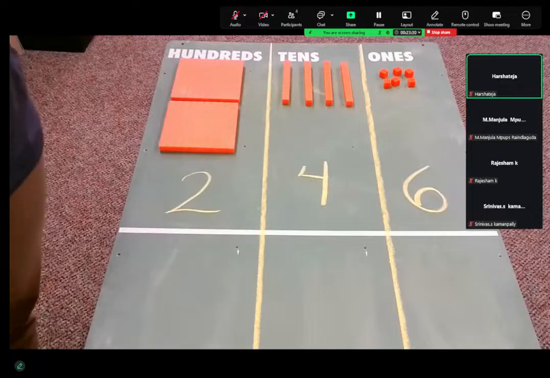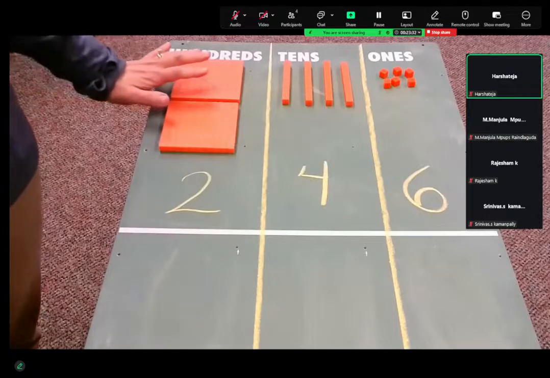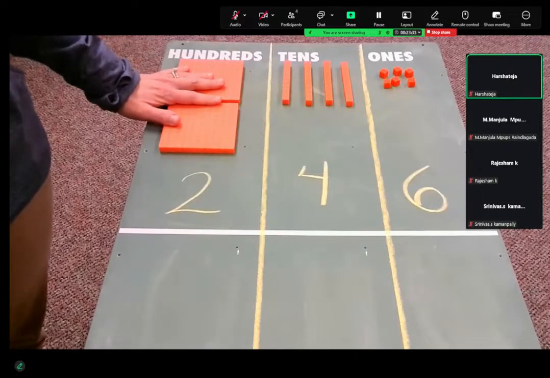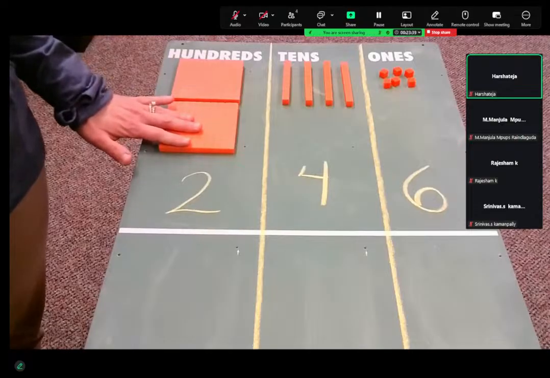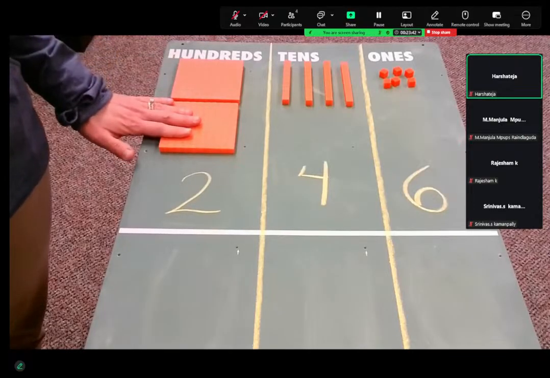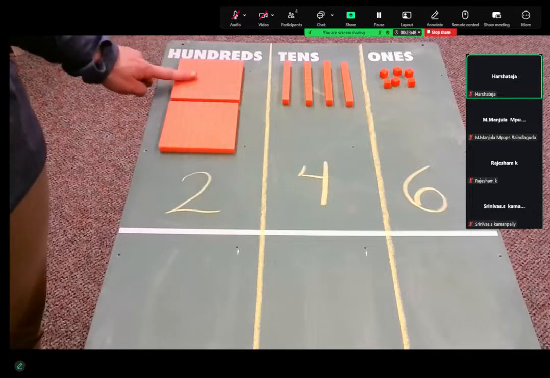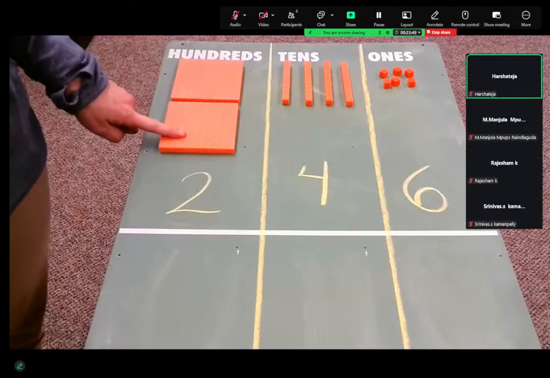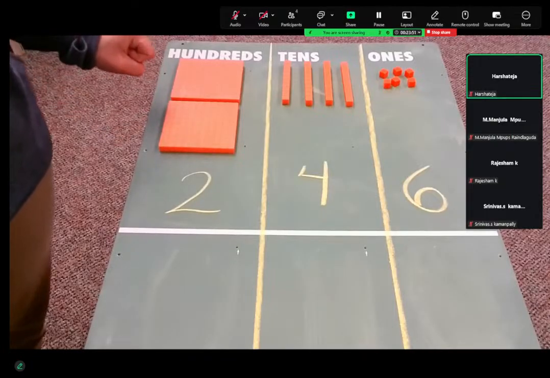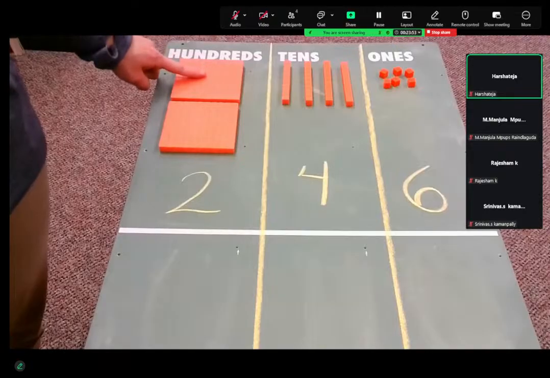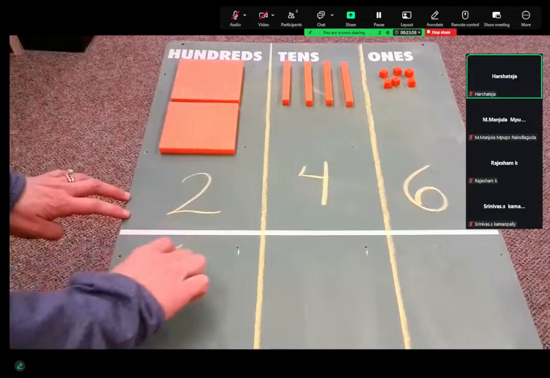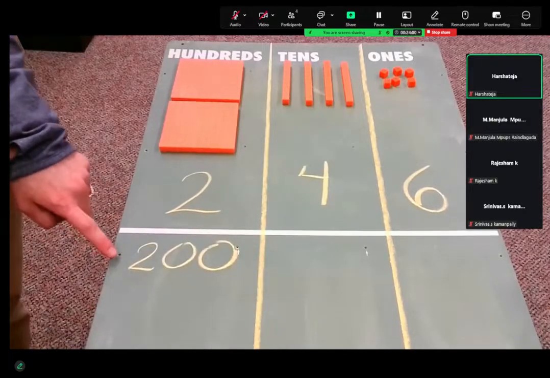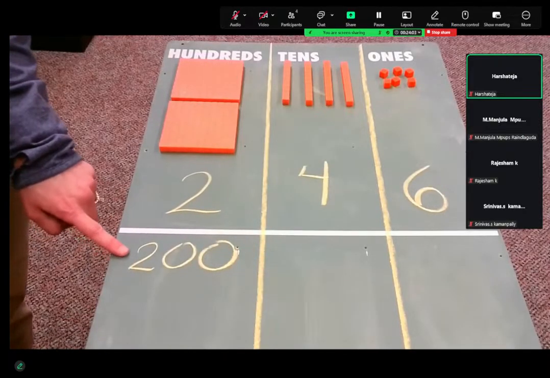So let's talk about the value. When I want to create the value for my hundreds place, I'm going to count each one of these hundreds blocks by hundreds, like I said before. So I'm not going to count them as 1, 2 anymore. I'm going to say by hundreds: 100, 200. So this means this number has a value of 200. That is what it is worth.